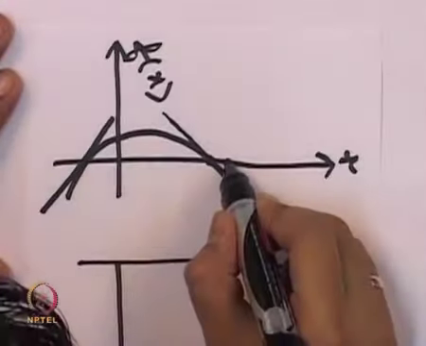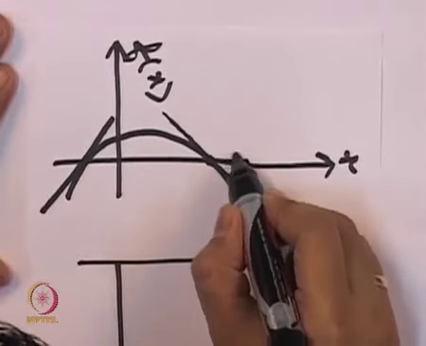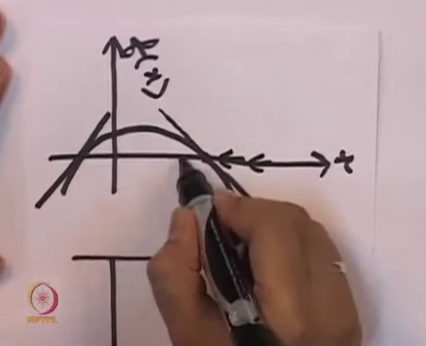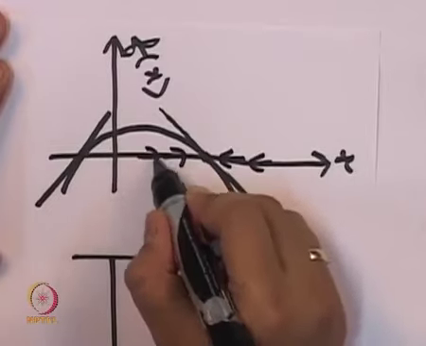So, that we can see also here. So, here we see that the arrows are all like this.